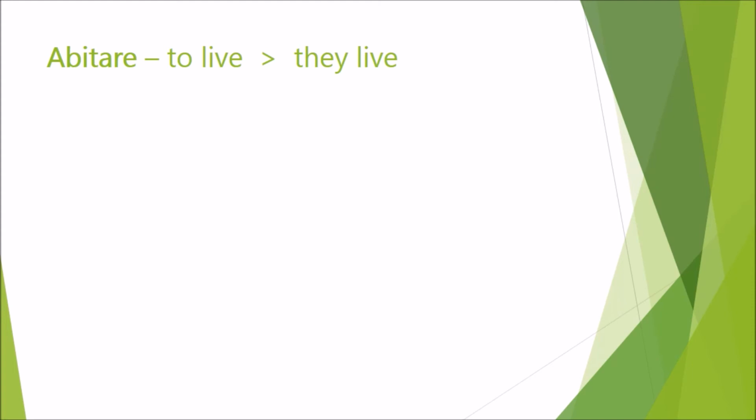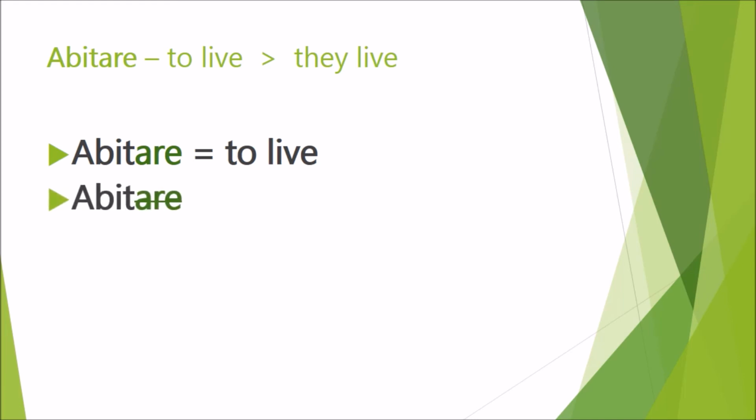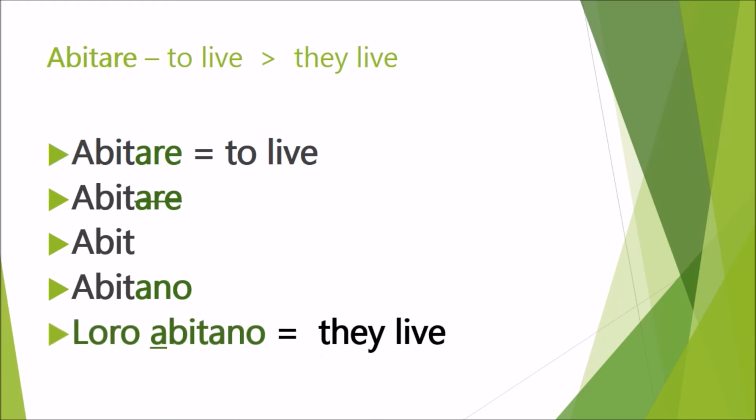Finally, let's change our verb to live into they live. Abitare. Take away the -are. We have the stem abit-. We add our ending: abitano. Loro abitano. They live.